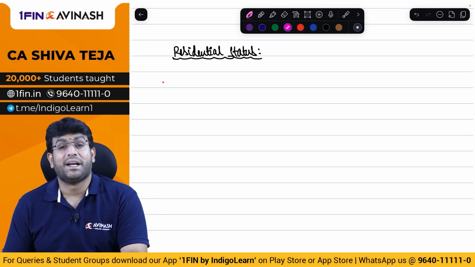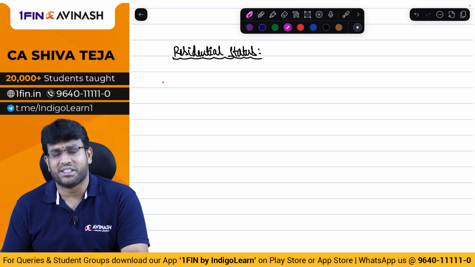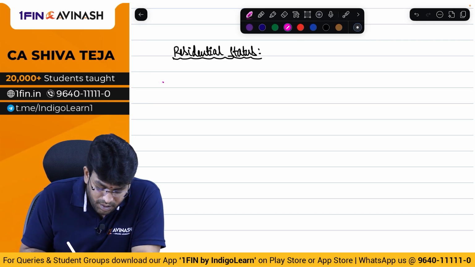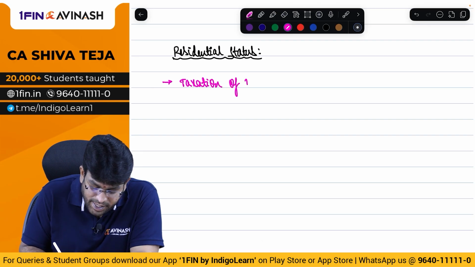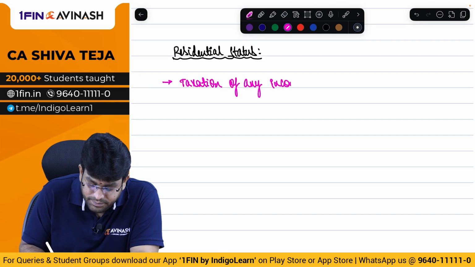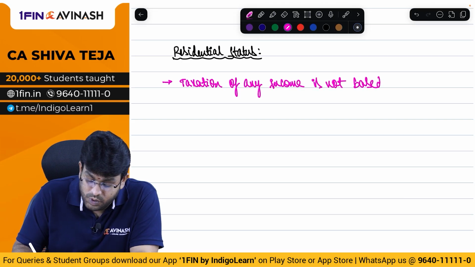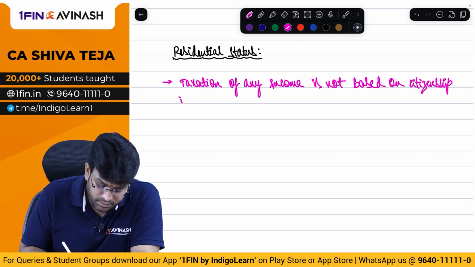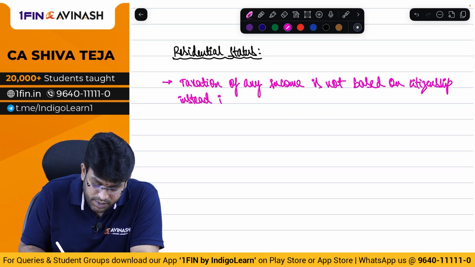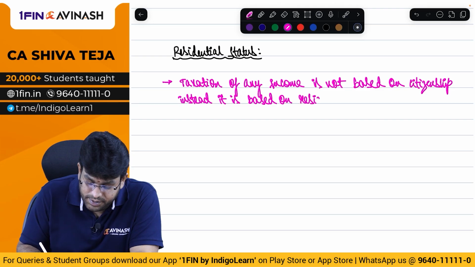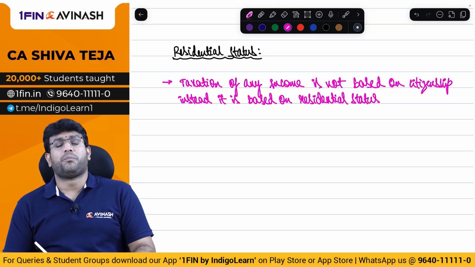Come on friends, what is the topic name? Residential status. Now what is residential status? First of all, let me write the first and foremost important point. Taxation of any income is not based on citizenship. Instead, it is based on residential status.